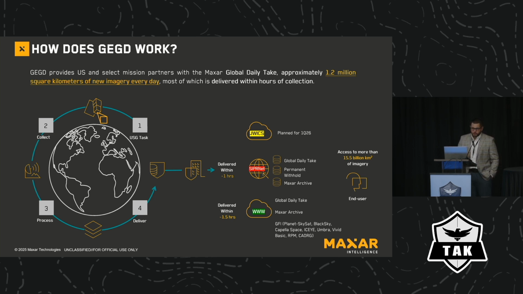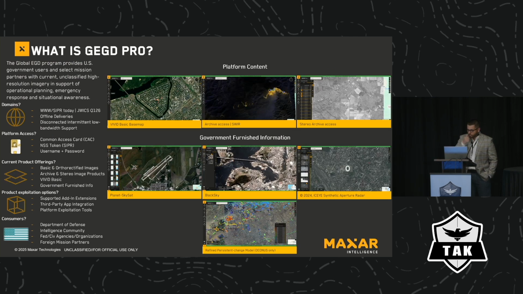So we do host 5 other commercial vendors, 3 of those being commercial SAR vendors, and 2 of those being commercial EO vendors that you see listed out there in the bottom right of the slide. We also have a few of the other additional products that are available, like Vivid, and we'll talk about some of that specifically, as well as our RPM, Refined Persistent Change Models, and then streaming digital maps, or CADRG. So again, we do provide that 1.2 million square kilometers of imagery, which is considered our global daily take out to the community.